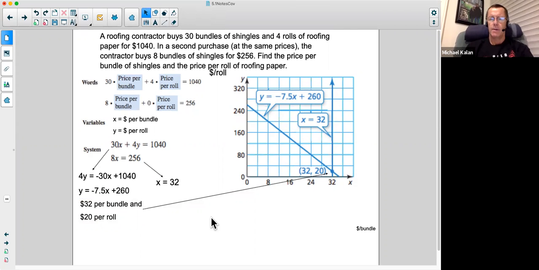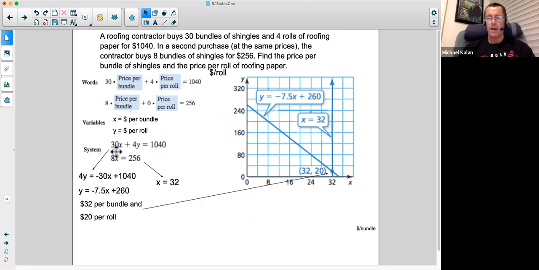How would you check it? Hopefully you just said, well, I would figure out the cost for all the rolls and the cost for all the bundles. Easy to multiply that, right? So 32 times 8, what's 32 times 8? 256. So that makes this one true.